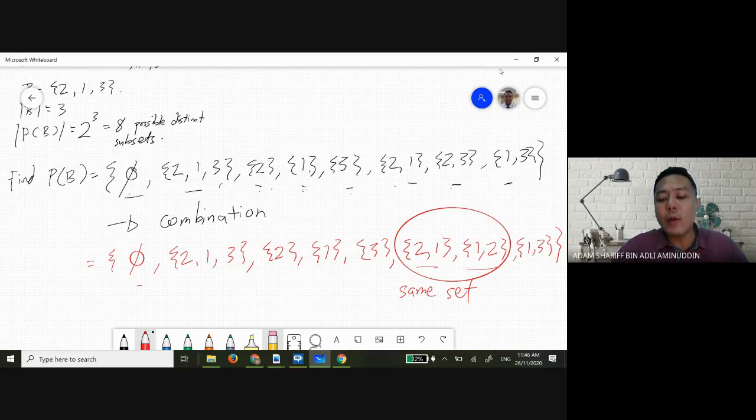So make sure when you want to derive the subset, make sure you don't have the duplicate set. This time, although the order in the element is not the same, it is actually the same set. Hati-hati kat sini. So this is incomplete.